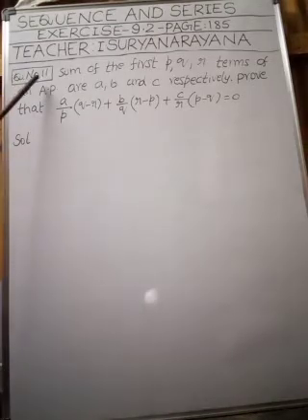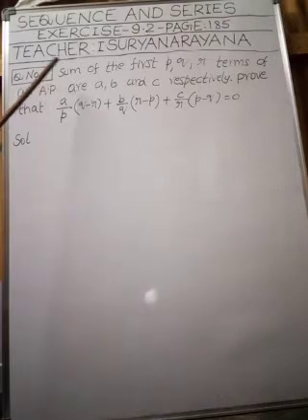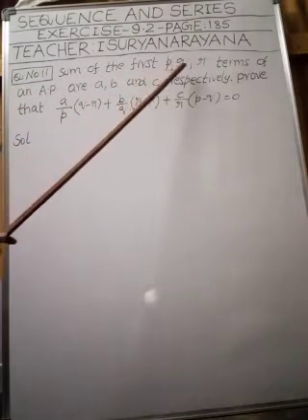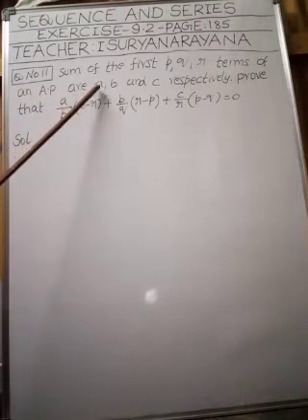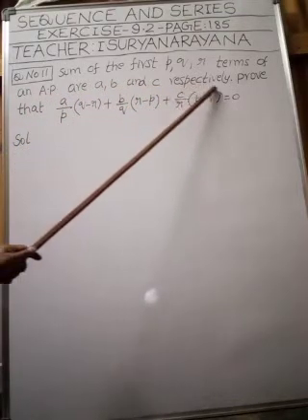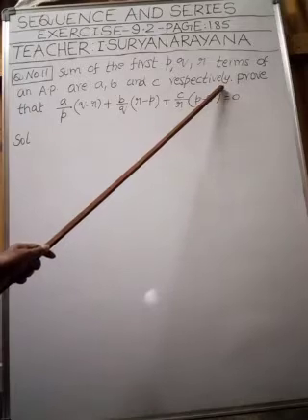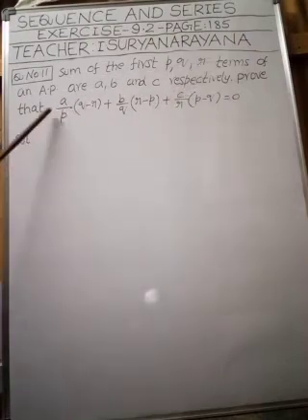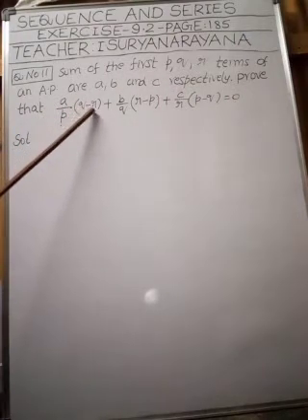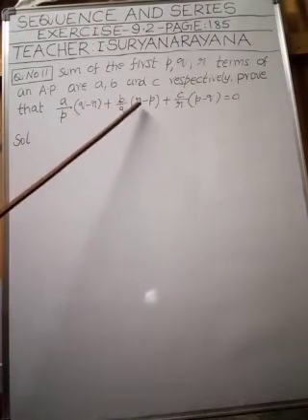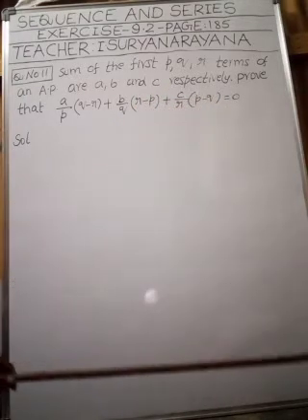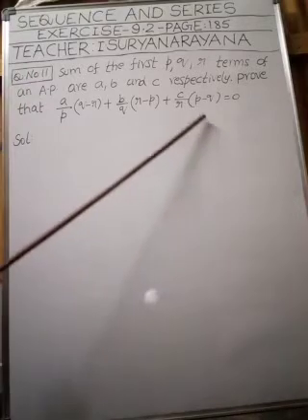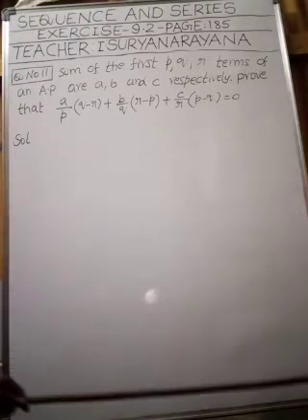Now come to question number 11. Sum of the first p, q, r terms of an arithmetic progression are A, B and C respectively. Okay, my children, understood this sentence? Prove that A by p into q minus r plus B by q into r minus p plus C by r into p minus q is equal to 0. Okay, my children, we have to prove this statement.